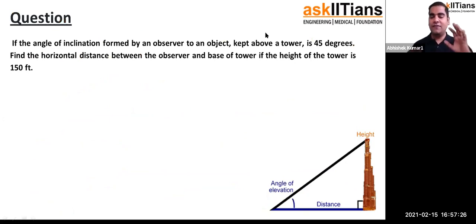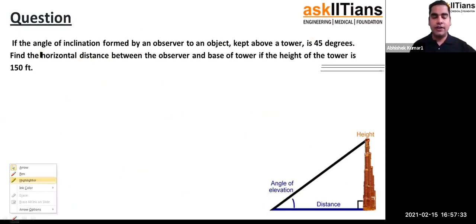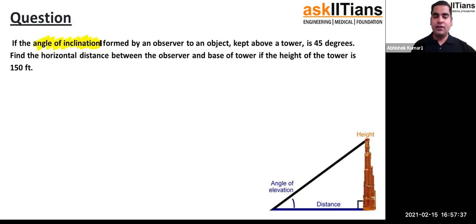It's super easy. We will decode this problem step by step first. Let us read this problem and highlight whatever is important here. It says if the angle of inclination, or angle of elevation, found by an observer to an object kept above a tower is 45 degree. What does that mean, guys? That means this angle that we have here, I hope you all can see this figure, this is 45 degree. Understood?